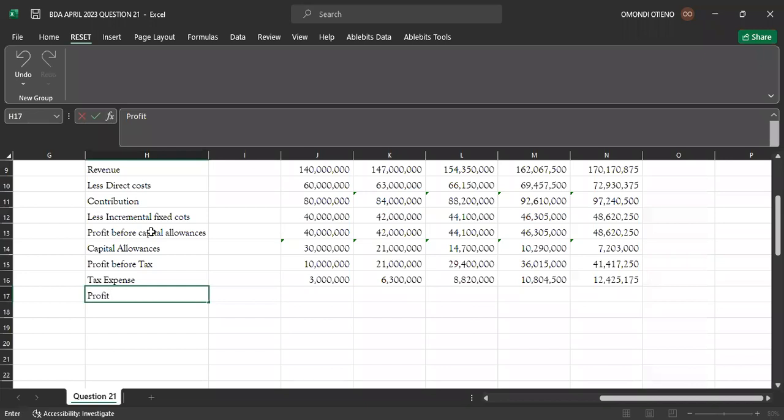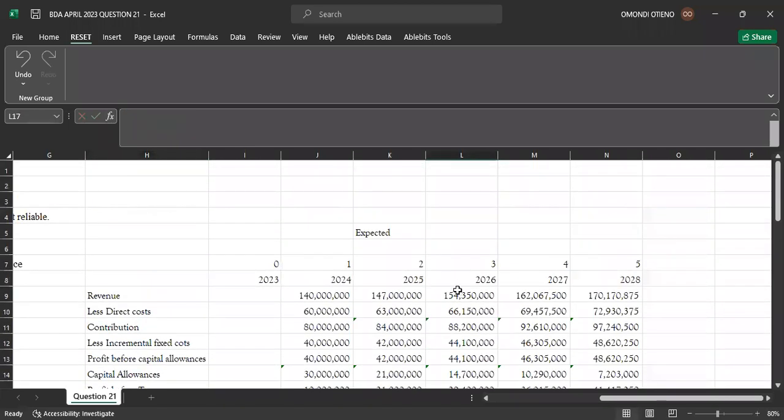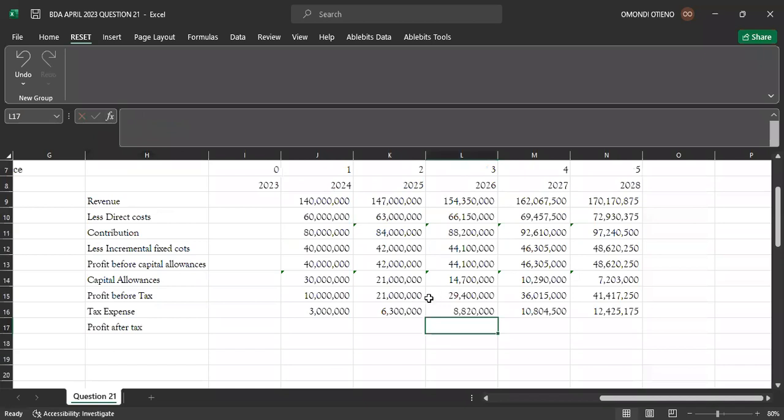So let's all get profit after tax. I just want you to give me the profit after tax of 2026, not 2025. I just want the value for 2026. Profit after tax of 2026, that's what I want to see. And then we compare. Once we get that they're the same, then automatically that is okay.